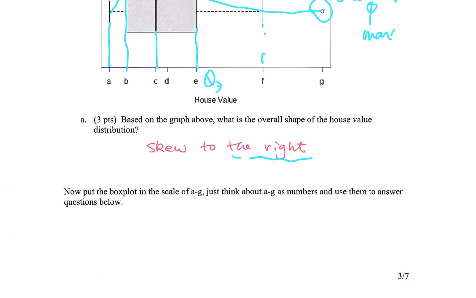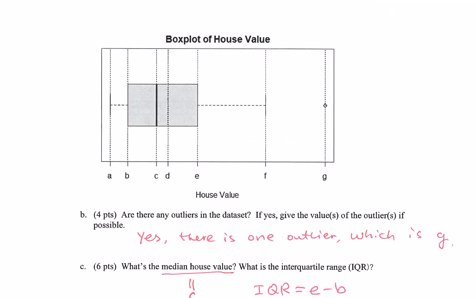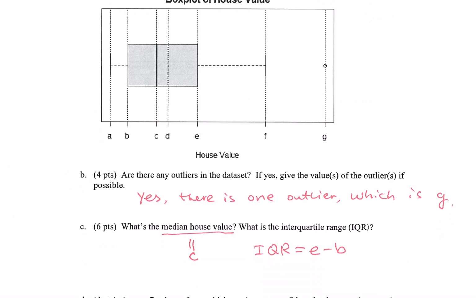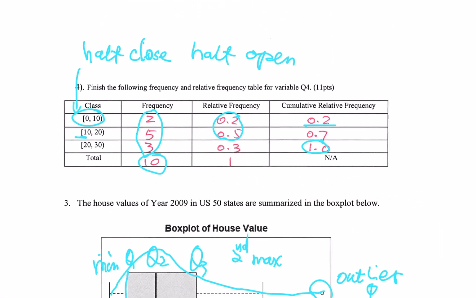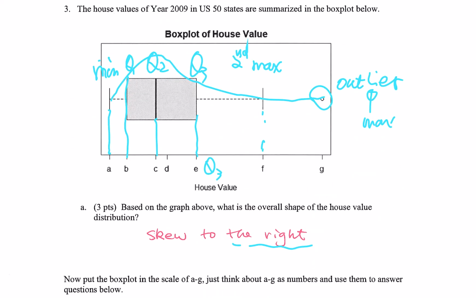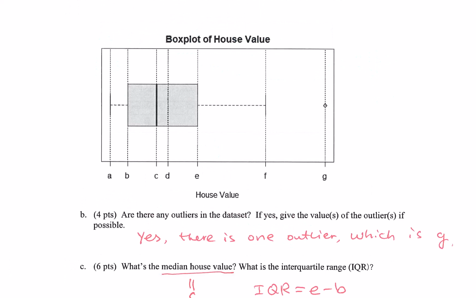Now put the box in the scale. Now let's take a look at the details of question number A. What is A? Yes, skewed to the right. That's overall shape. Now let's put it in the scale, right?